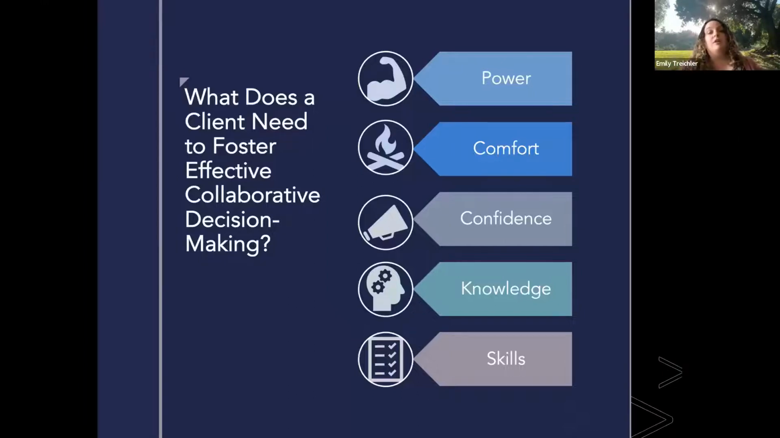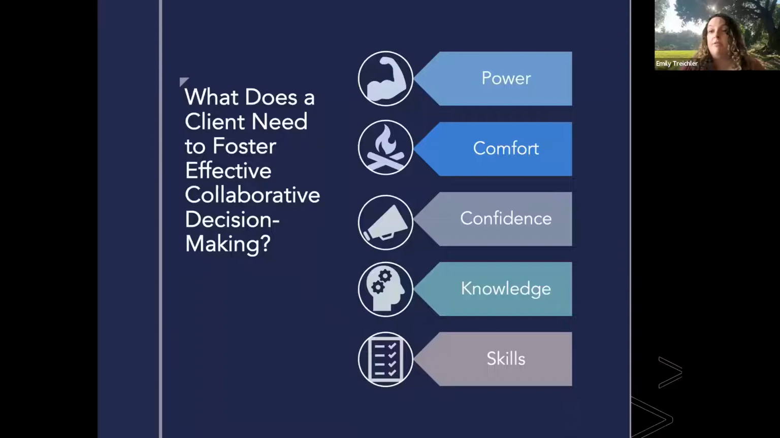And so it can be hard to feel confident enough to even really think about what their opinions are, let alone voice those opinions. And then lastly, knowledge and skills. So knowledge to know maybe the fundamentals about what my treatment options are, but also that I can be involved in decision-making. And here's some ways that I can do that.